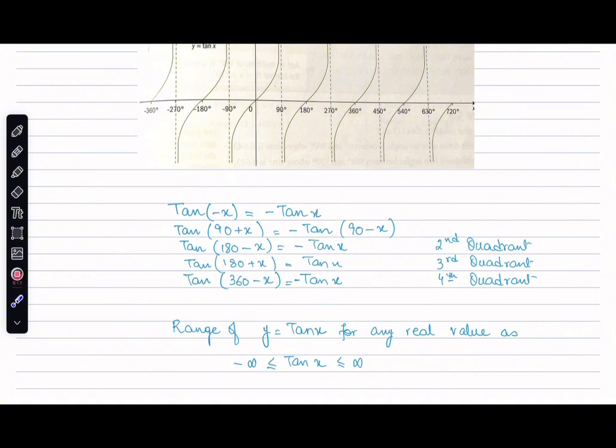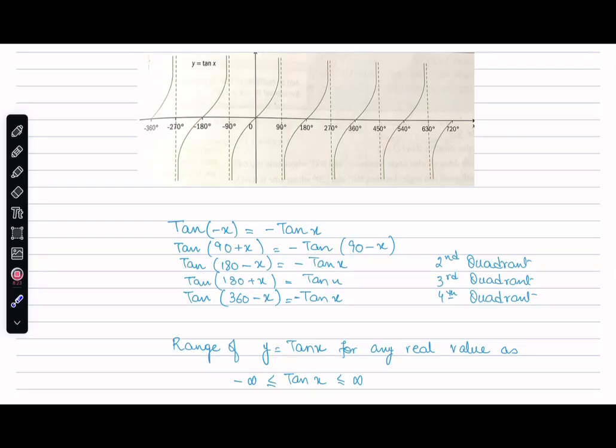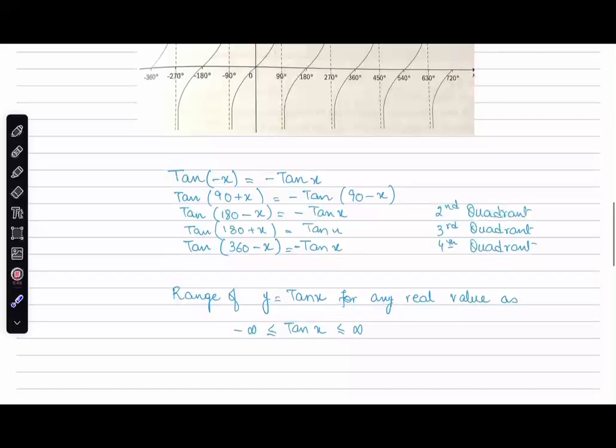The range of y equals tan of x for any real value: as we know, the graph here is undefined and has infinity values towards both the positive and negative y-axis. Therefore, negative infinity is less than or equal to tan of x, which is less than or equal to infinity. So the range is defined for any real value here. This is what we should know about the tangent graph.